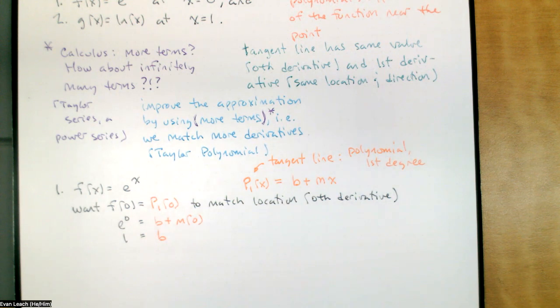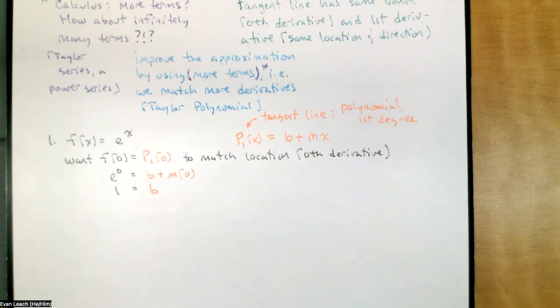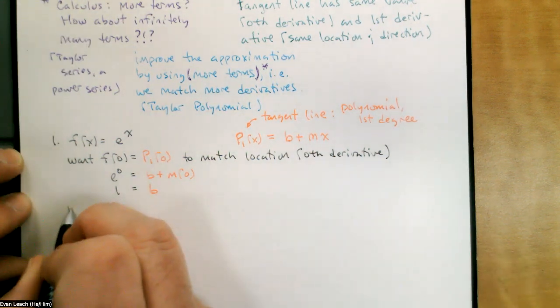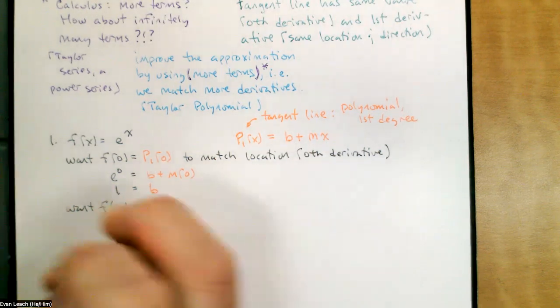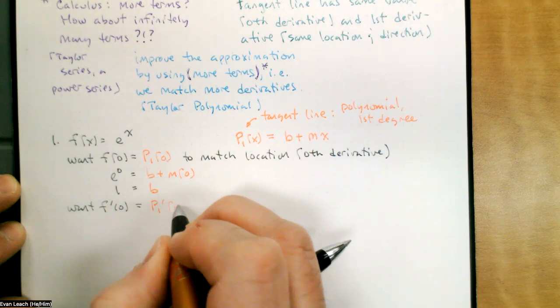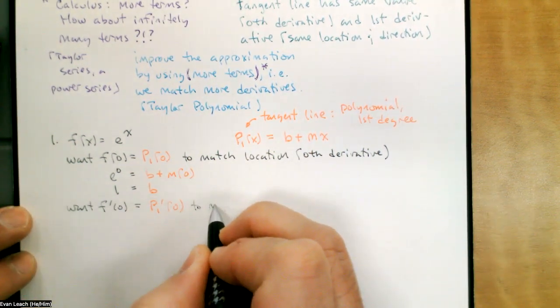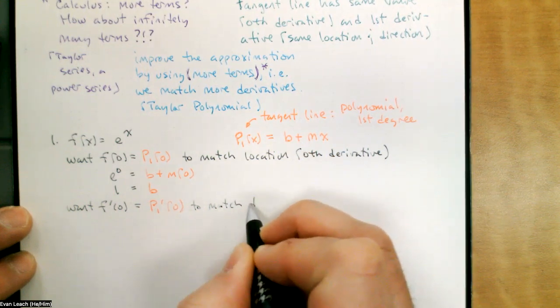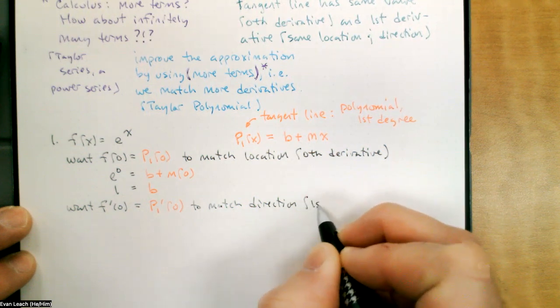But we also want the first derivative of the function to be the same as the first derivative of our tangent line. That's the concept of the tangent line. So we want f prime of 0 to equal p1 prime of 0 to match direction. That is the first derivative.